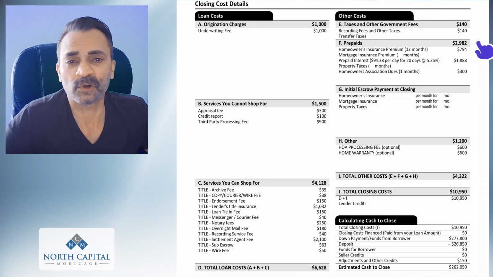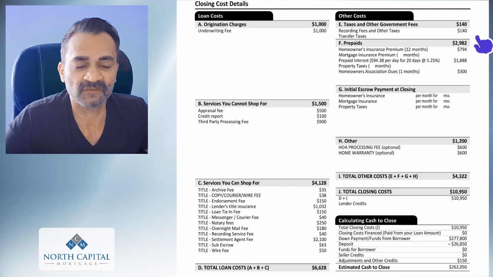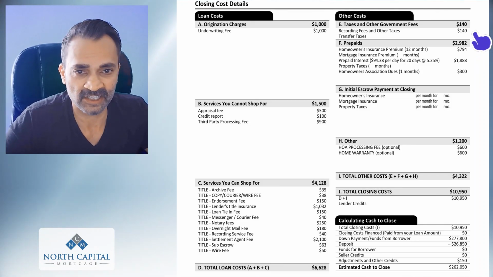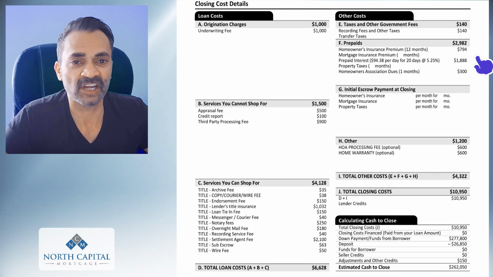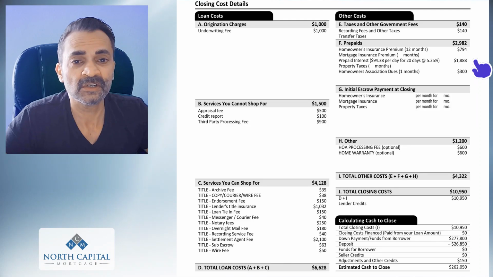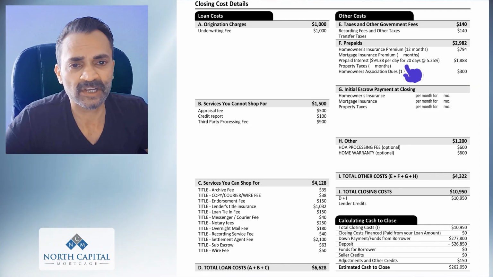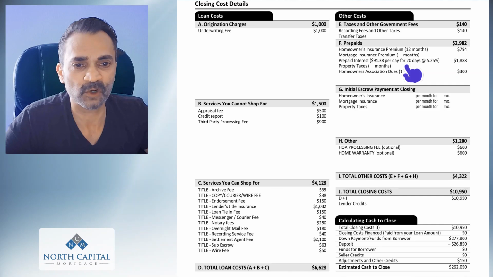On the right side of the page, let's take a look at taxes and other government fees. So any county recording fees to record the transaction. If there's any transfer taxes, going to be listed here. Prepaids in section F. So this is prepayment of your homeowner's insurance, any taxes that may be due, if you have to prepay HOA. And this item right here, prepaid interest, let's talk about this for a moment.